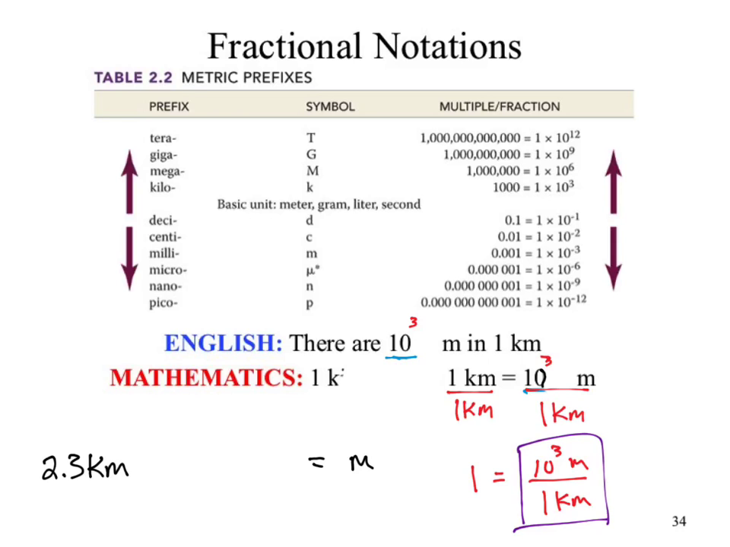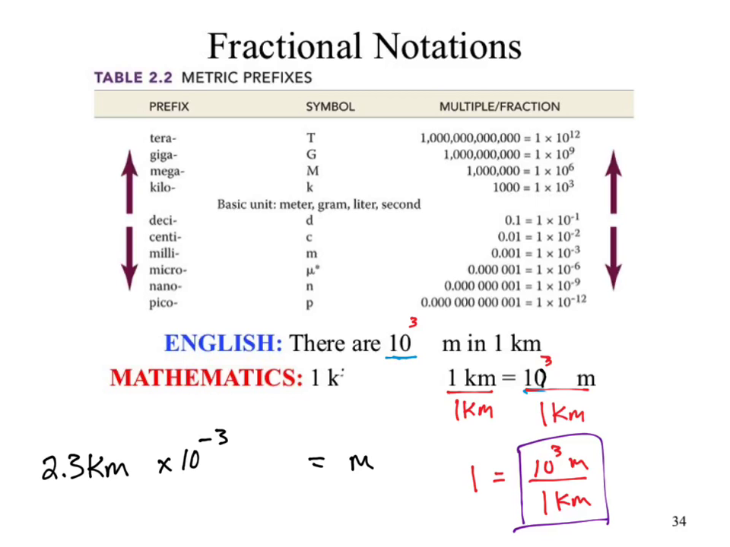Times 10 to the negative 3. Super common answer. Is that correct? No, for a couple reasons. What happened to the unit? It turned into a negative 3. The 3 is a number and the unit is a letter. The letters will never change into numbers. That doesn't happen. It changed from kilometers into meters.